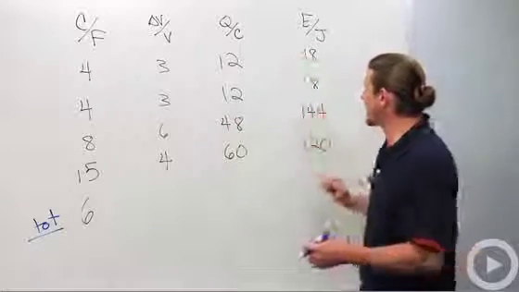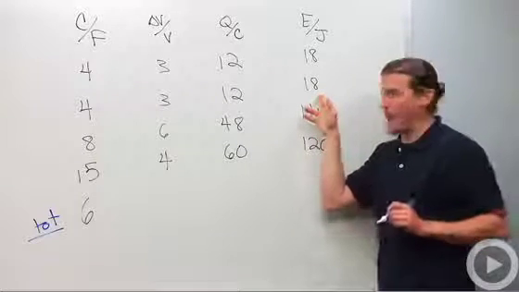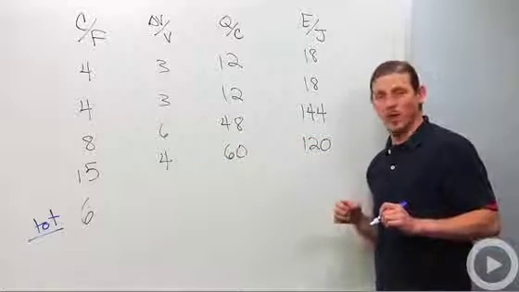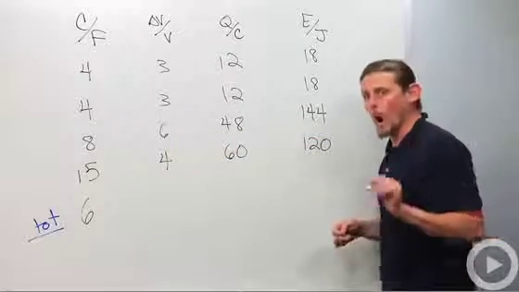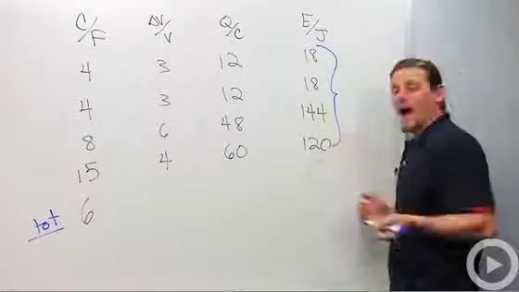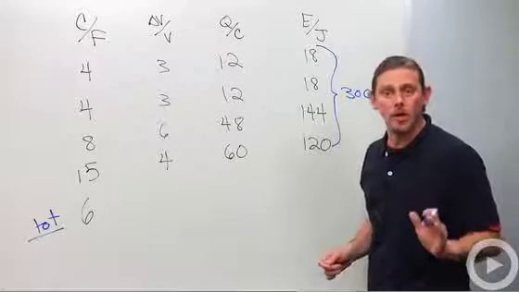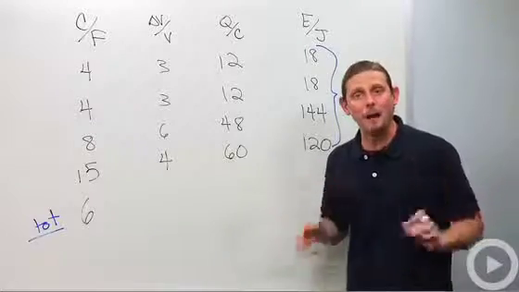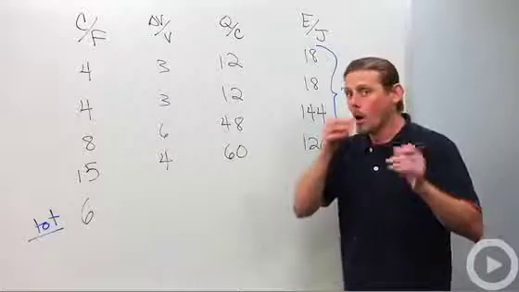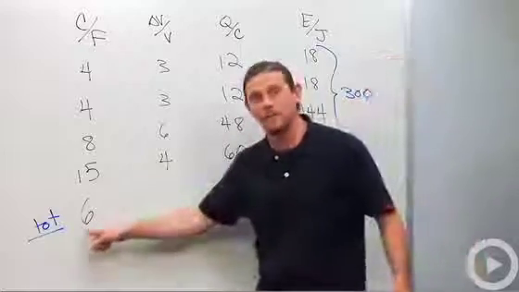So doing that in each of these cases gives 18 joules of energy by both of the 4 farad capacitors, 144 joules for the 8 farad, and 120 for the 15. All right, now if I add all these up, what I end up with is 300 joules. That's how much energy total is stored in my capacitor circuit once all the capacitors are full. They can't take any more current. So that means that that 300 joules has got to be stored in my effective capacitor.